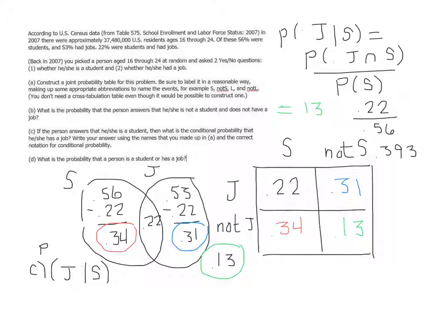So now on to D. D says, what is the probability that a person is a student or has a job? Well, that's another probability formula that you have learned, and I'll advance to the next slide to do this one. So the probability the person is a student or has a job. So in an or situation, you've learned to use this union rule. The probability is a student or has a job is the probability of S union J.